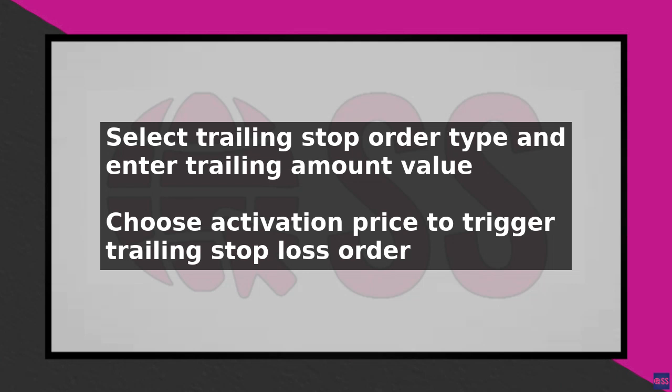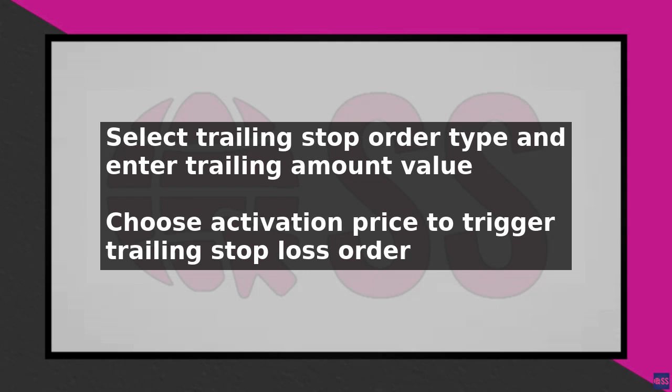Make sure all the details are correct, including the symbol, quantity, and trailing amount. If everything is correct, click on the Submit Order button to submit your trailing stop loss order. Your order will now be live and will automatically adjust the stop loss price as the price of the security moves in your favor.